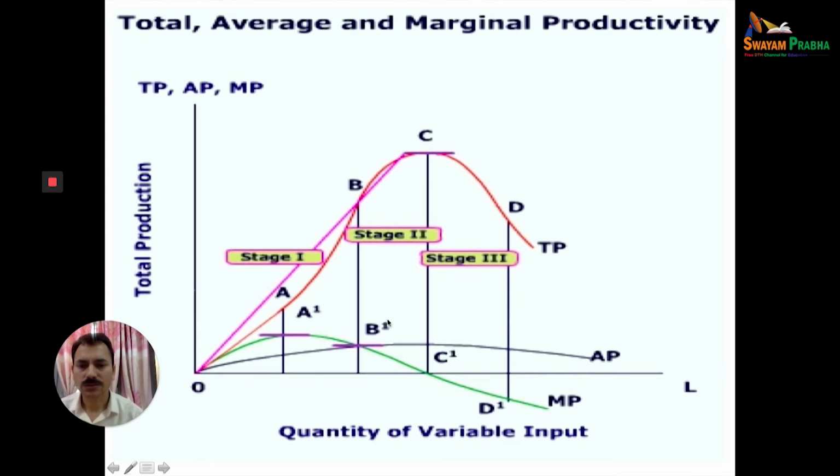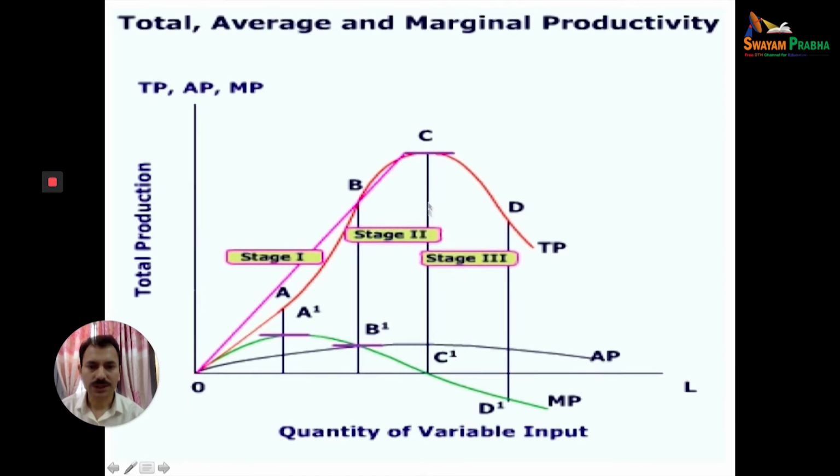Beyond this point, stage 2 starts. This is B1, the intersection of AP and MP, where AP is maximum. After B1, average product is higher as compared to MP, and production increases but at a diminishing rate.